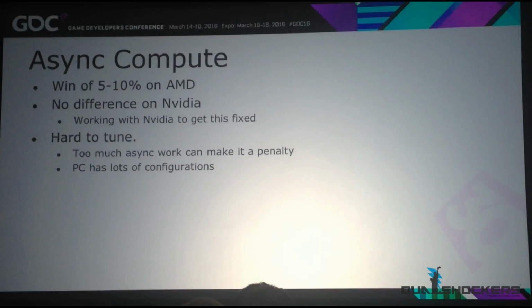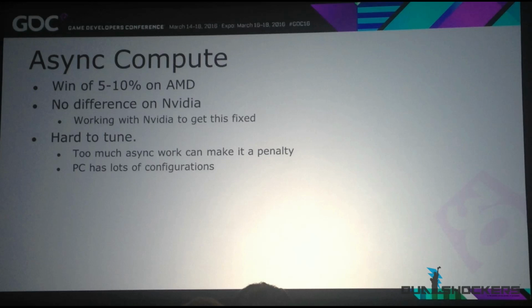At the Game Developers Conference in the middle of March, the Hitman developers did a presentation including discussion on async compute. And you can see here that on AMD cards they have got a win of 5 to 10%. And there is no difference on Nvidia. But what is really interesting here is what they say about it being hard to tune.